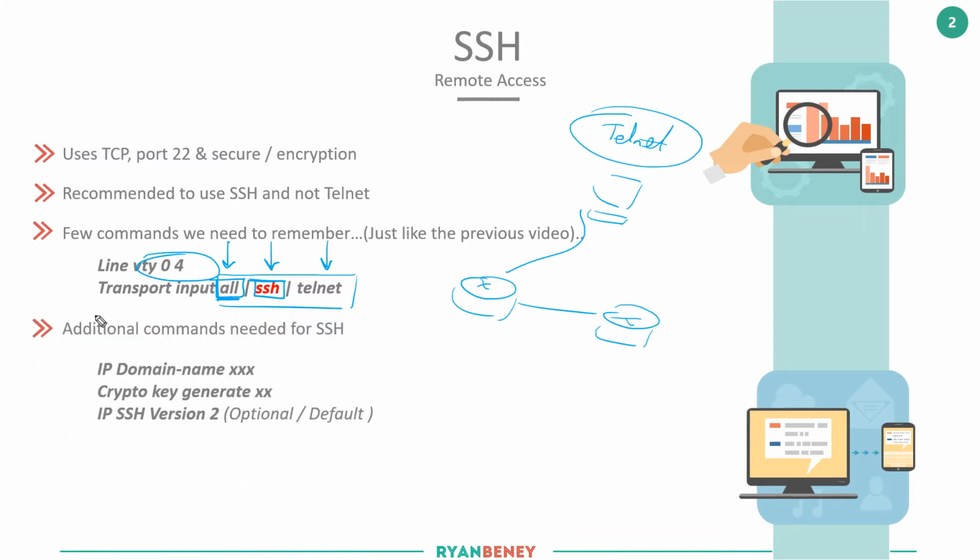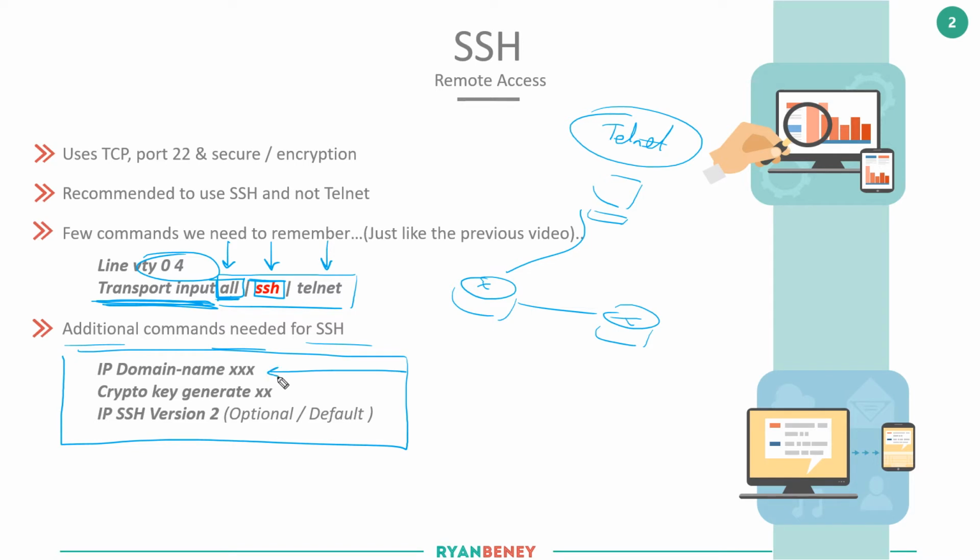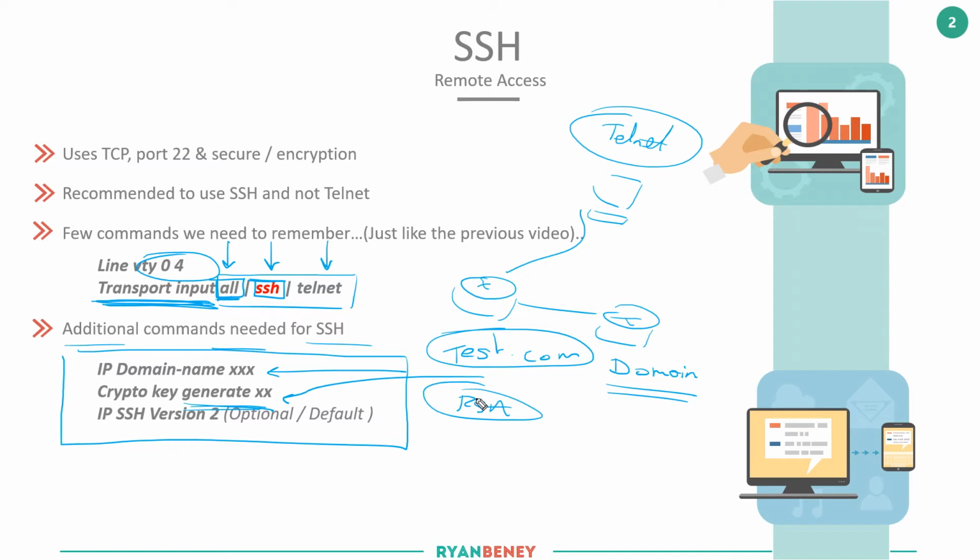Along with everything we discussed in the previous video, we need to know what additional commands are needed for SSH. We know that you have to change the transport input, and we discussed that in the last video, but in this video we're going to focus on understanding the SSH commands. It's really important that we set a domain name. In this example I set test.com, but normally this would be your domain name for your company. It needs a domain name because it uses that domain name to generate what we call our keys. So we generate some RSA keys, and those keys allow the secure transfer between the client and server for SSH.